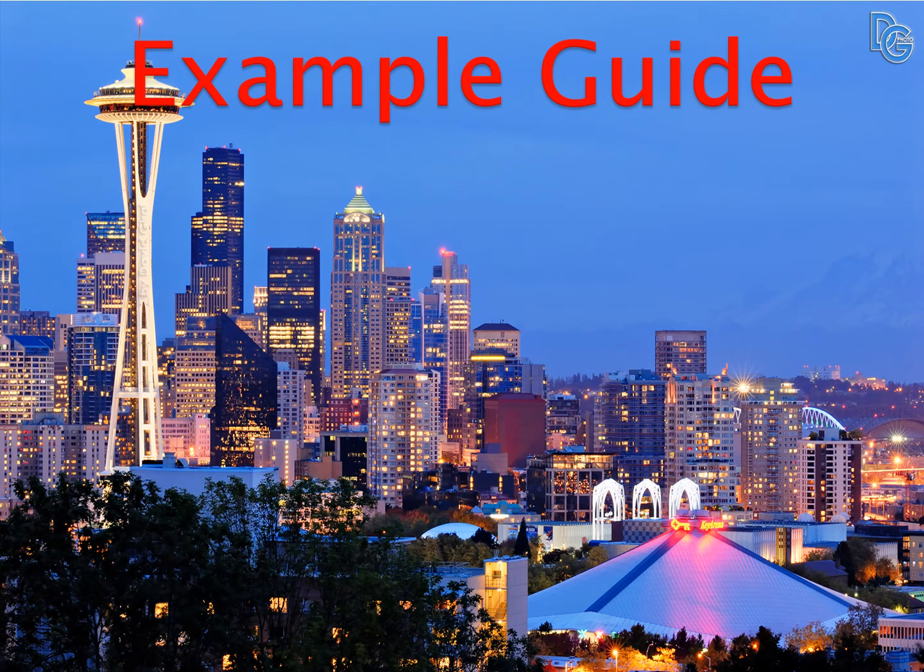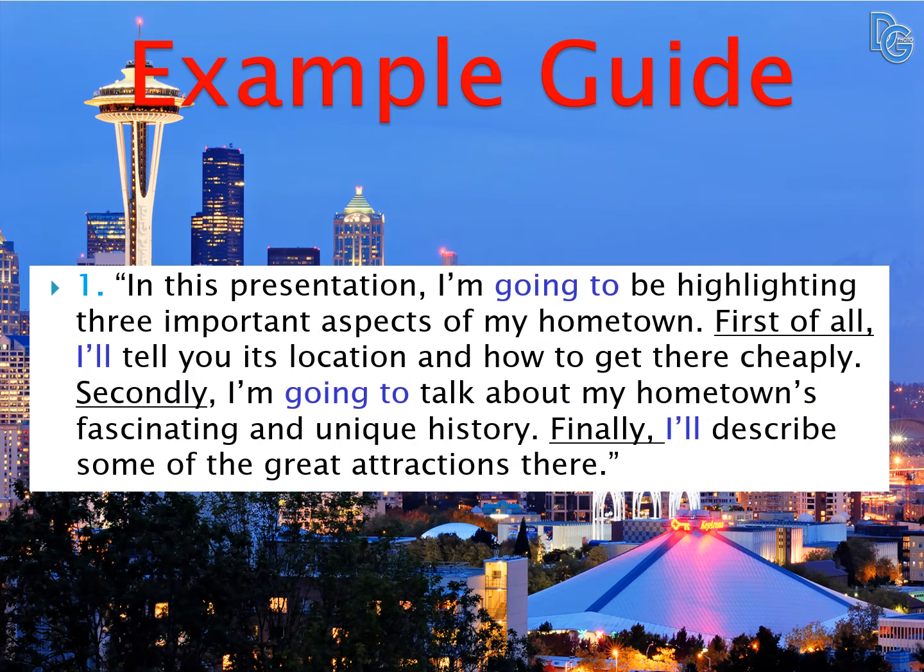Okay, let's go ahead and look at an example of a guide. If I was to give a presentation about my hometown, Seattle, I would go through the first 4 steps, and my 5th step might look something like this. In this presentation, I'm going to be highlighting 3 important aspects of my hometown. First of all, I'll tell you its location and how to get there cheaply. Secondly, I'm going to talk about my hometown's fascinating and unique history. Finally, I'll describe some of the great attractions there.